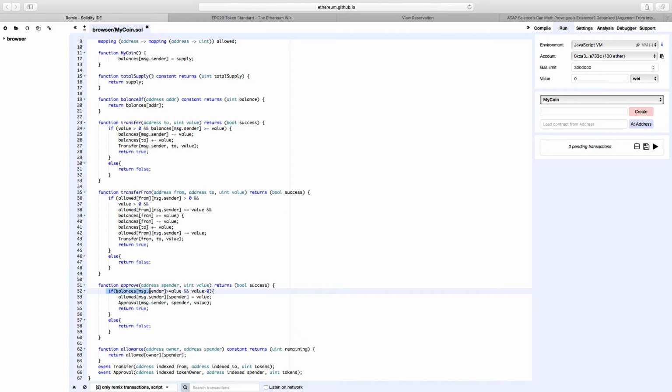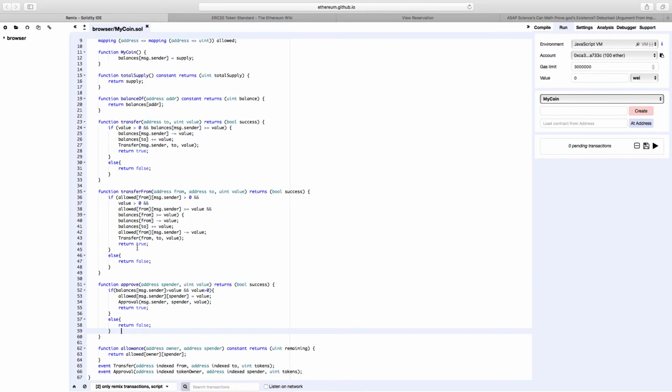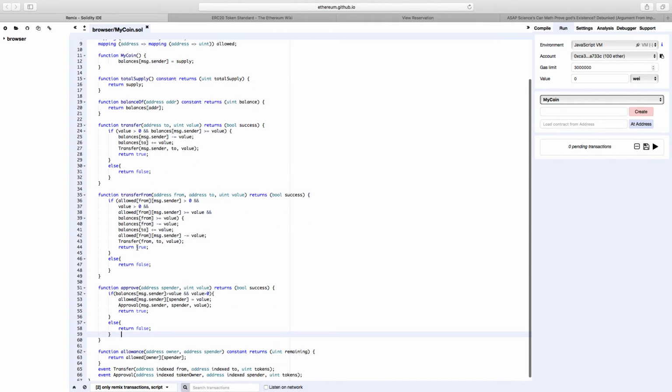And now, if this if statement is true, that means these lines have been executed, that means approval has been done, so it will return true. Otherwise, it will return false. Now, the last function, which is transferFrom. What transferFrom does is, I already have permission to spend someone else's money, so I want to transfer some money from his account to someone else's account. How do I do that?